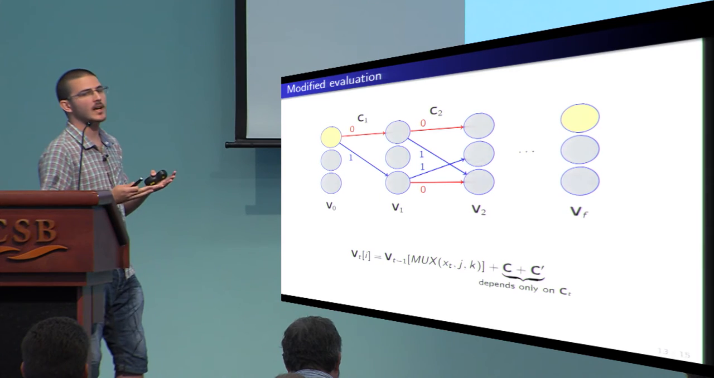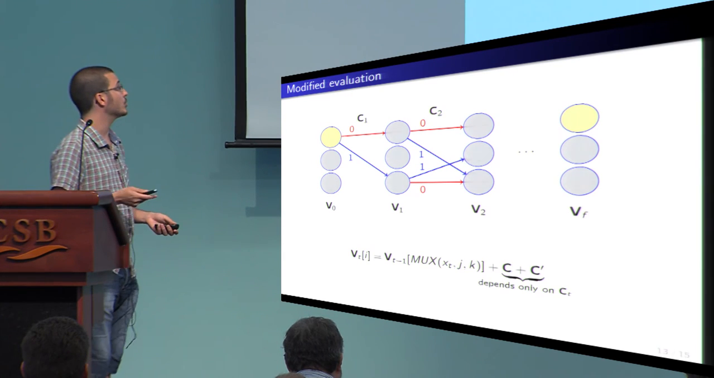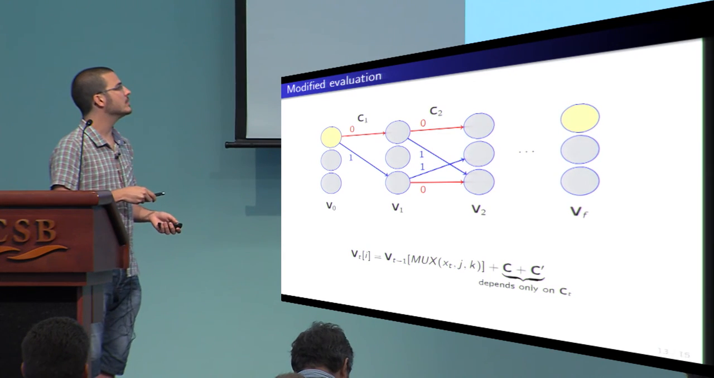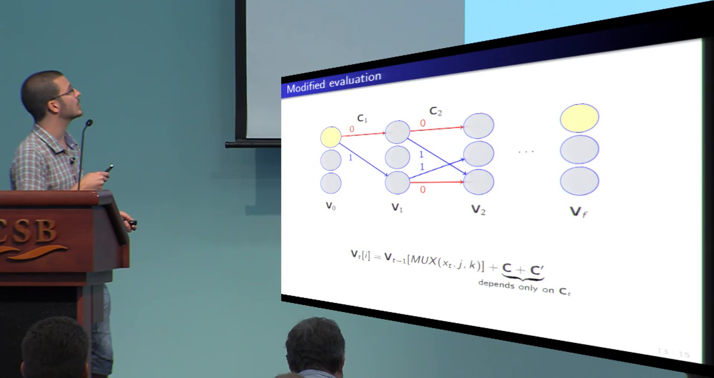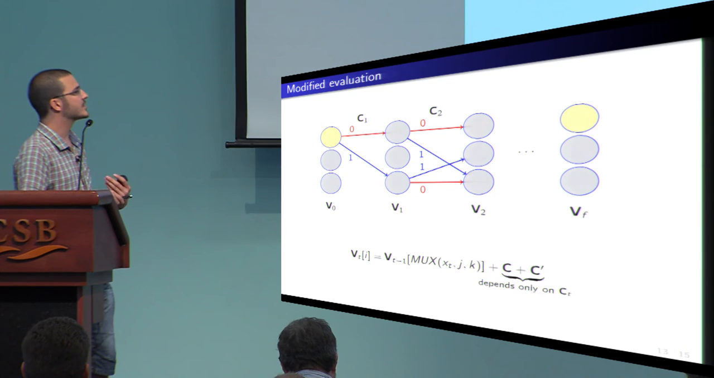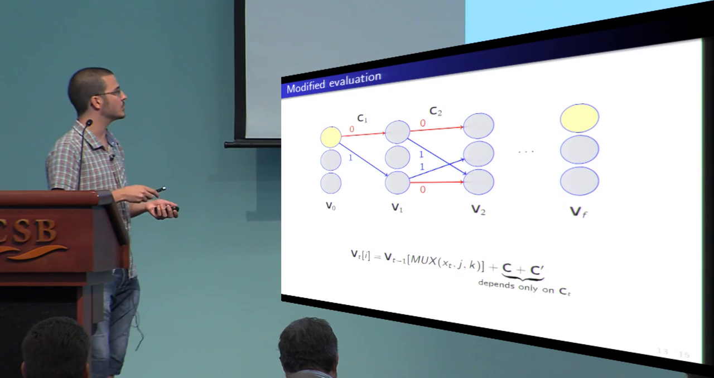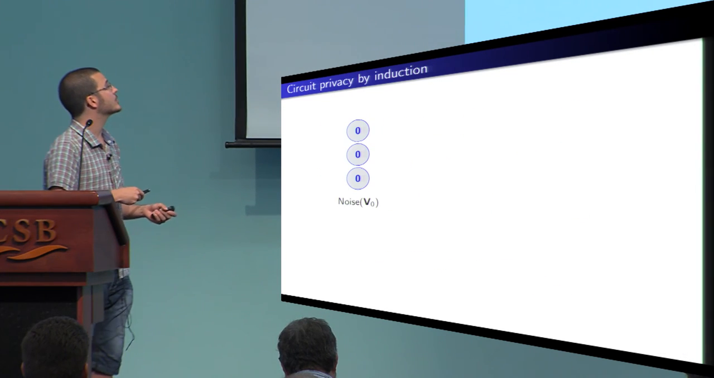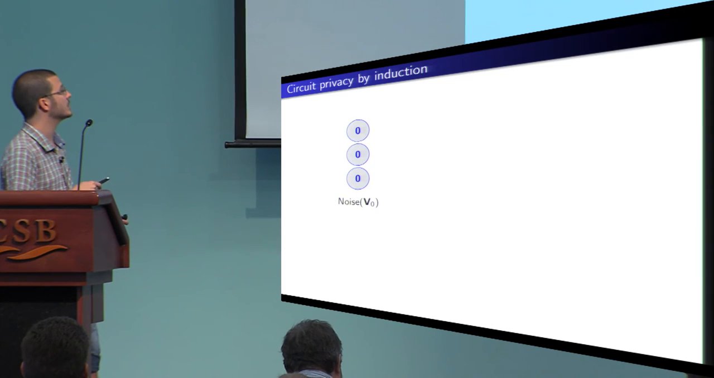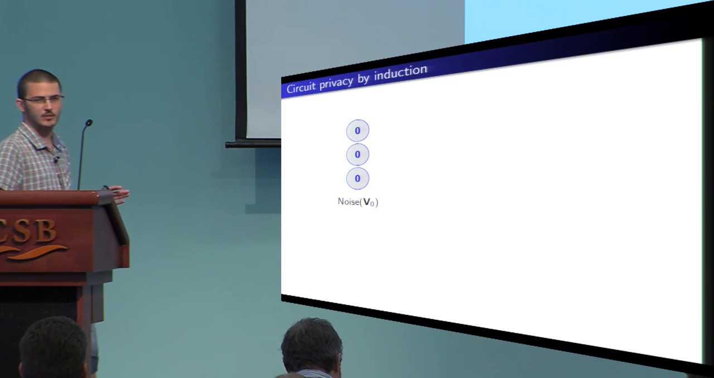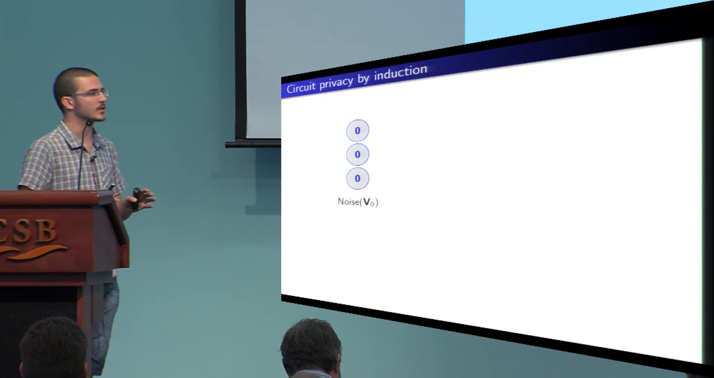So we already hide all the permutations in the branching program. And what we show is that it does not really matter that we leak some information about C_t, because we only sum new ciphertexts which depend on C_t. So let's see how the noise evolves. So we have our first encrypted state, which has noise zero. We start with the noiseless encryptions.